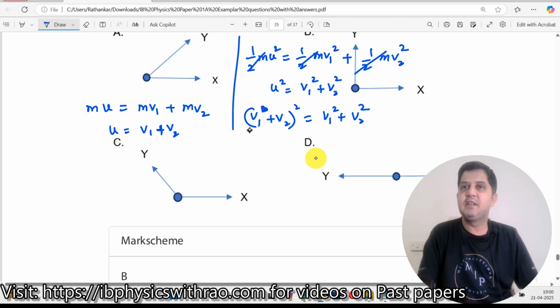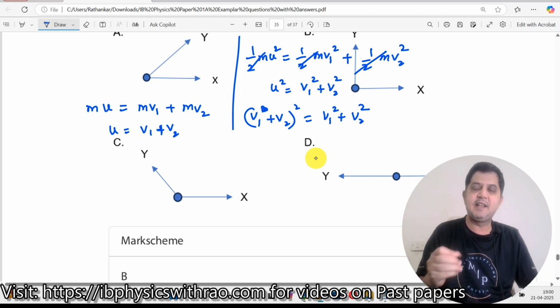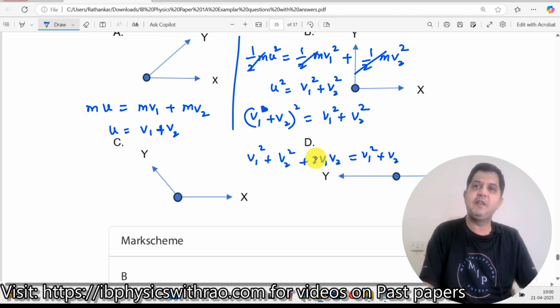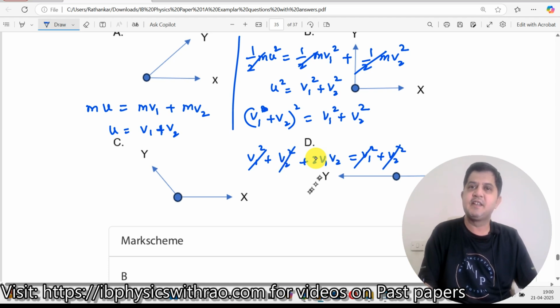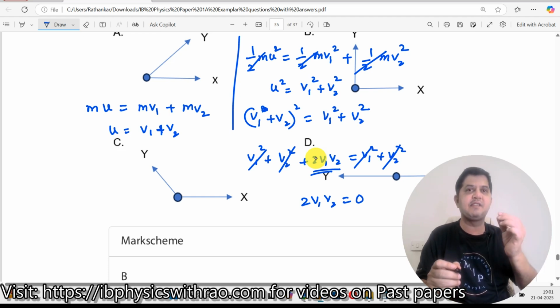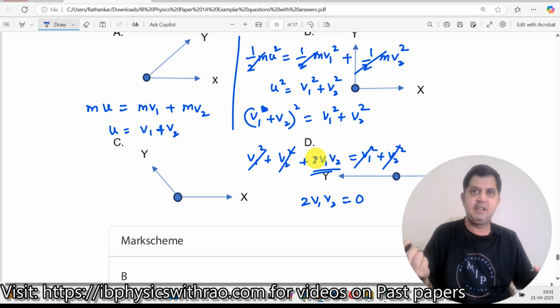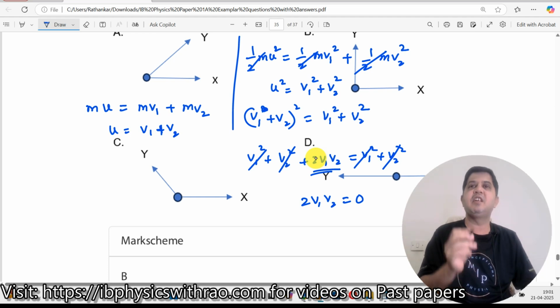Okay, but of course it cannot be simultaneously true every time. Let us see under what conditions this can be true. Now v1 square plus v2 square plus 2v1 v2 is equal to v1 square plus v2 square. And you see v1 square, v1 square, v2 square, v2 square cancel. So what is left out here? 2v1 v2 is equal to 0. Which means, if this condition is true, that the initial velocity should be equal to the sum of the final velocities, and the total kinetic energy is also conserved. COM and COE both are satisfiable.